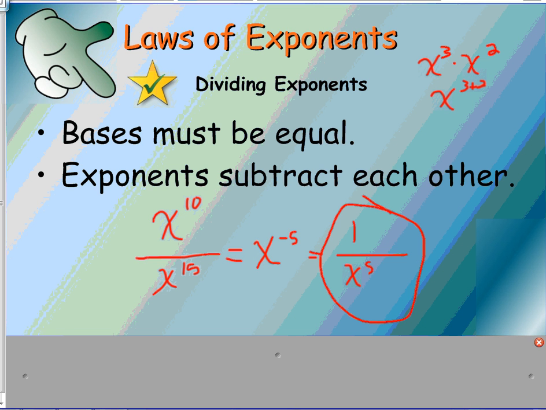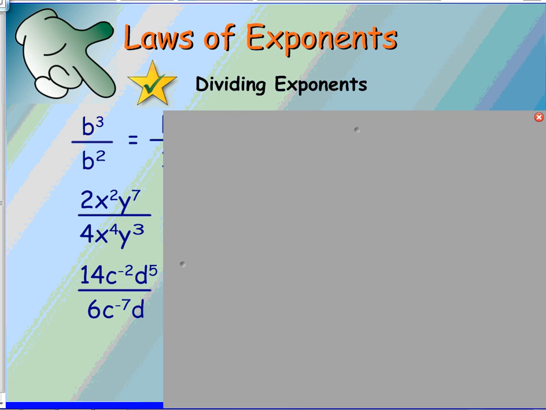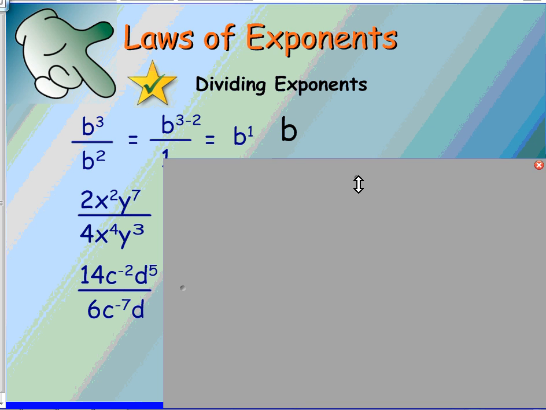So let's do some practice with this. So I have b cubed divided by b squared. Well, I'm going to subtract 3 minus 2, and I'm going to end up with b to the first, or just b, because b to the first is the same as just b. All right, now this next one is a little bit more tricky.